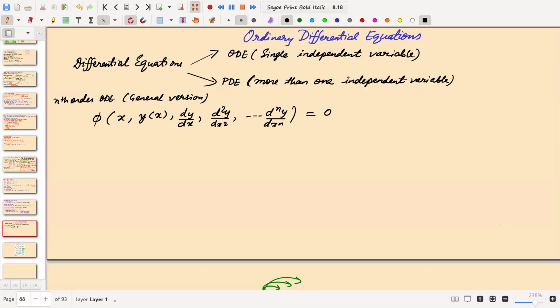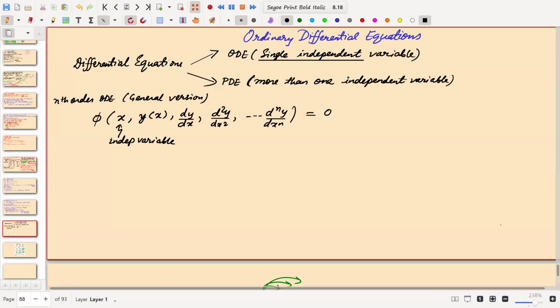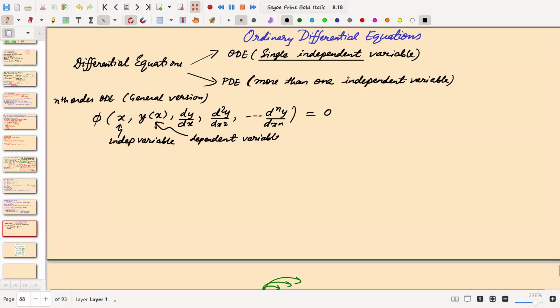Y is a function of x, so x here is the independent variable, and as per our definition we have a single independent variable. Y depends on x, therefore y is known as the dependent variable. We are considering the derivative of the dependent variable y with respect to the independent variable x, and further higher derivatives of that. This is the general version of the nth order ODE.